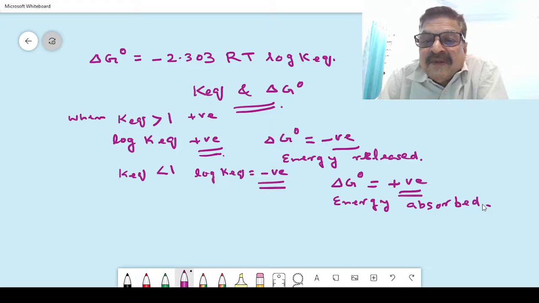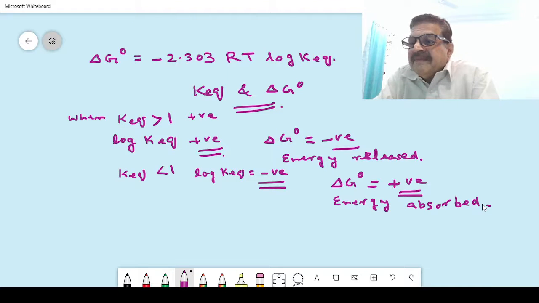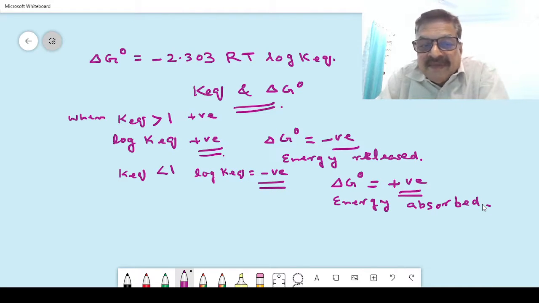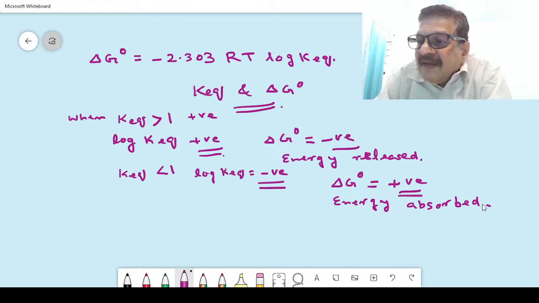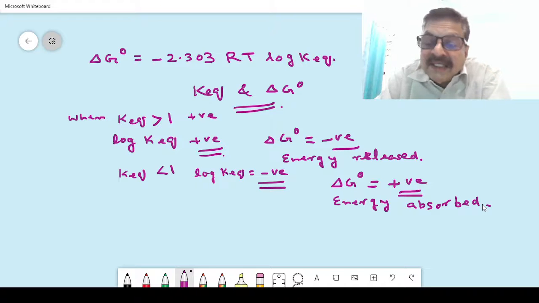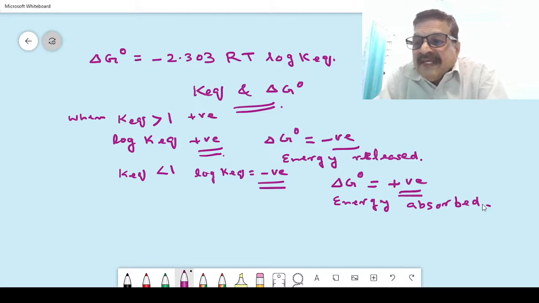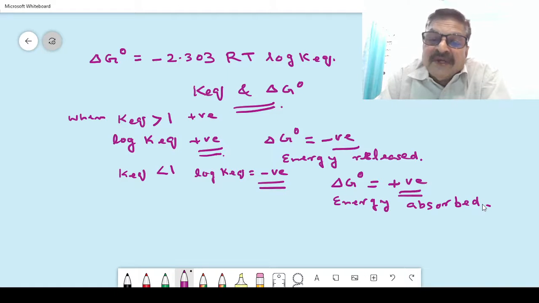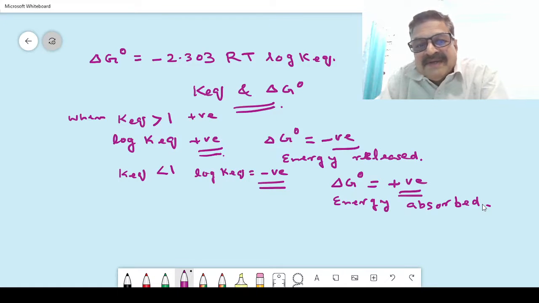The energy of the product is lower than the energy of the reactants there. But here, when KEQ is less than 1, delta G becomes positive, therefore energy is absorbed. When energy is absorbed, equilibrium favors the formation of the reactants. The reverse reaction is favored, because the energy of the products is higher than the energy of the reactants. This is how we relate the equilibrium constant and the free energy change.